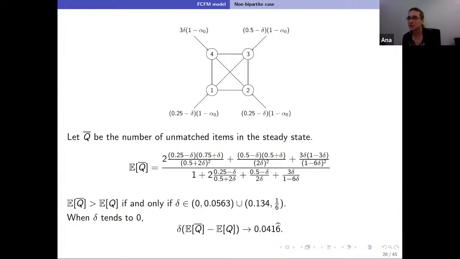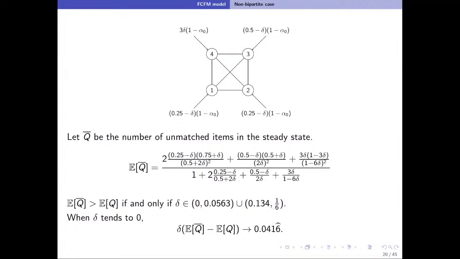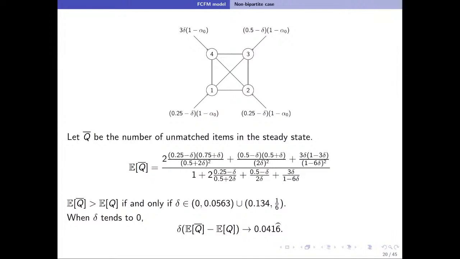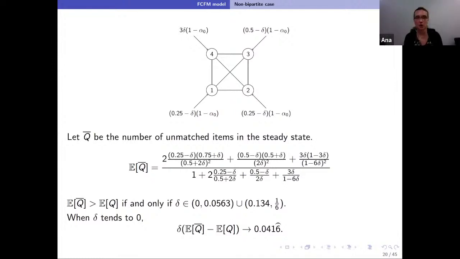Thanks. There is a question by Sid. Sid, do you have a question? Hey, I wanted to ask, if you don't match with the longest waiting item, can you get a bigger stable region? No. First come first match actually has maximal stability region.